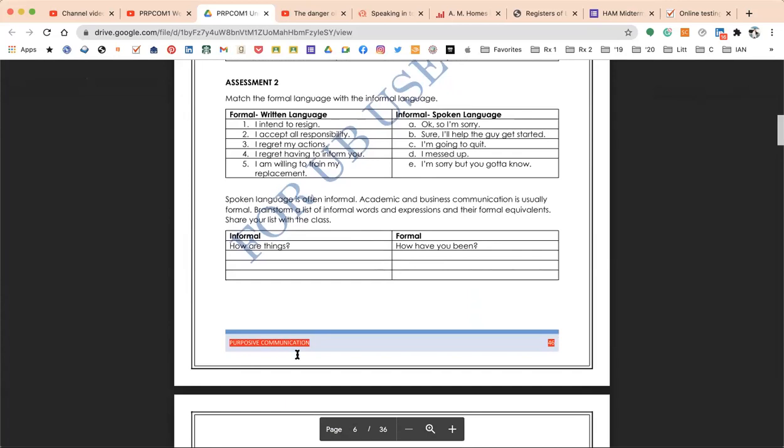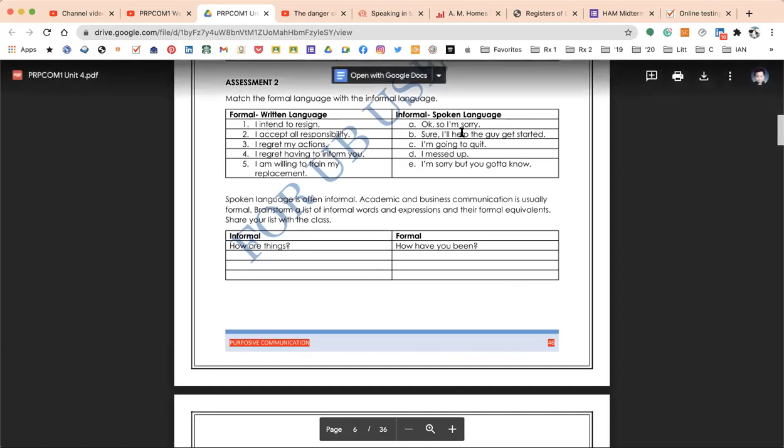Another similar thing that you may expect for the examination will be your written and spoken language. I'm going to give you a line and you can classify if it is formal or informal. For example, when you say "I regret my actions," that is formal language. But if you say "Okay, so I'm sorry," then it is informal. Or when you say "I intend to resign," that's formal, versus "I'm going to quit," which is informal. So this is about formal and informal language.